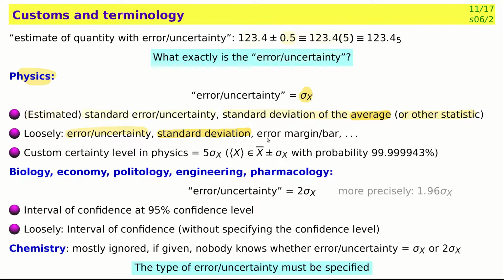Also, particularly if it's on a graph, it's called error bar or error margin. So typically, you have a graph here. Here is a value, and something like this here. It may be even long or different way. So when you see this on a graph in physics, it's plus or minus 1 sigma. And the customary certainty level I mentioned already, in physics, is 5 sigma.